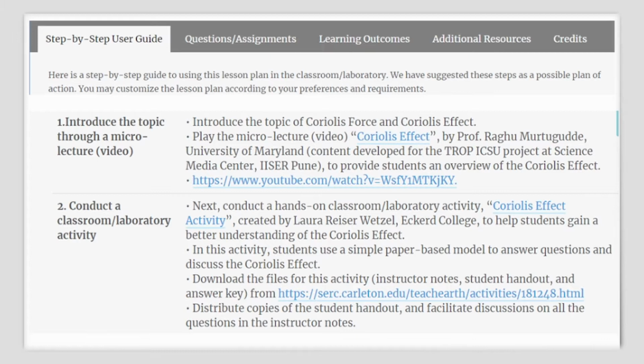All the instructions of where you can download the files, what are the activities, including instructor notes, student handouts and answer keys are provided in the link in this particular lesson plan.